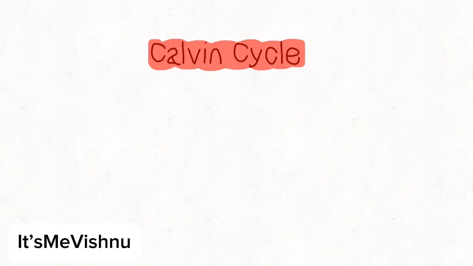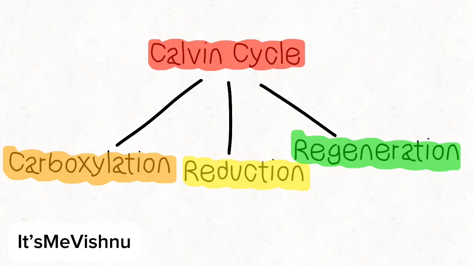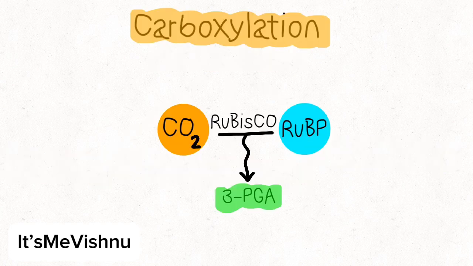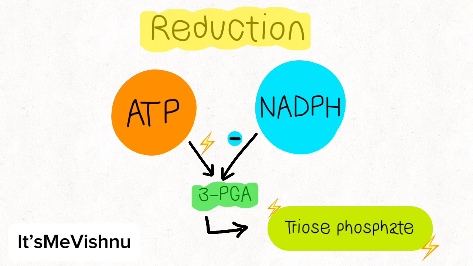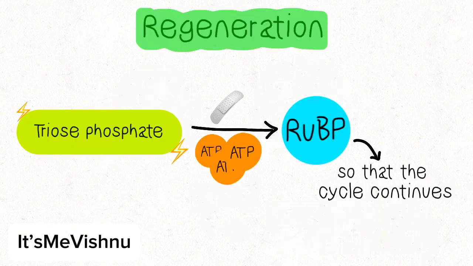The Calvin cycle operates in three main stages: carboxylation, reduction, and regeneration. In carboxylation, carbon dioxide is fixed to RuBP by Rubisco, producing 3-PGA, the first stable product. In reduction, ATP provides energy and NADPH provides electrons to turn 3-PGA into a higher energy sugar molecule called triose phosphate. In regeneration, part of the triose phosphate is used to rebuild RuBP so the cycle can continue. This step requires more ATP.